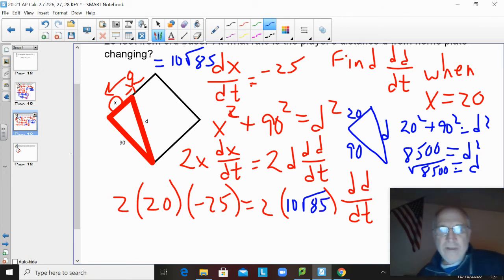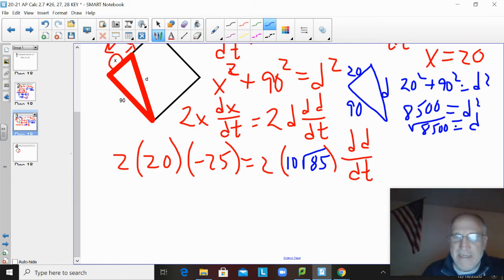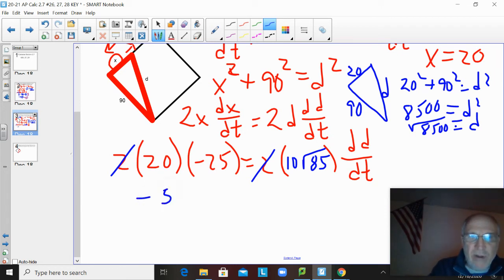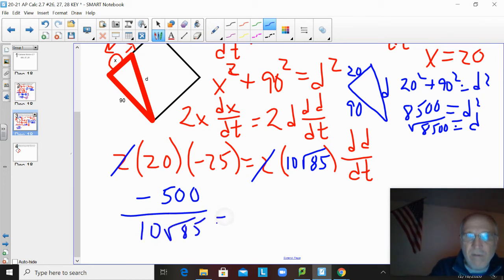And I have no more light. Okay, so now let's solve this for dd/dt. Again, I see 2's that cancel. You could do some more canceling, but at this point, 20 times negative 25 is negative 500, and I'll divide that by 10 root 85. And that is dd/dt.